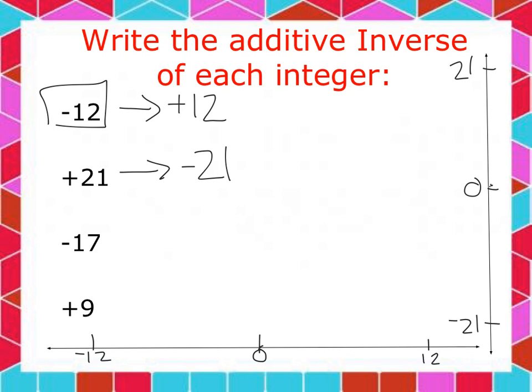Go ahead and pause me and work the next two problems in your notebook. Come back when you're ready to check. All right, so we are ready to check. The additive inverse of negative 17 is positive 17. The additive inverse of positive 9 is negative 9.